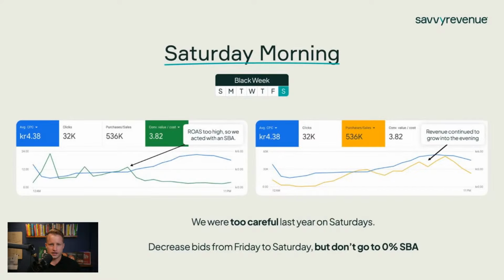So this is just an example of what I'm showing you here, where you can see CPCs are too low and ROAS is too high as we have the initial part here. And again, this is the same client. You can see where we continue to have revenue growth later. But what I'm telling you is that because people aren't buying that much in the morning, and in the early afternoon nothing really happens, we end up just being too careful. So don't go to 0% SBA this time, is what I've told the team. And just go a little bit more aggressive. Don't go completely crazy, but go a little bit more aggressive.